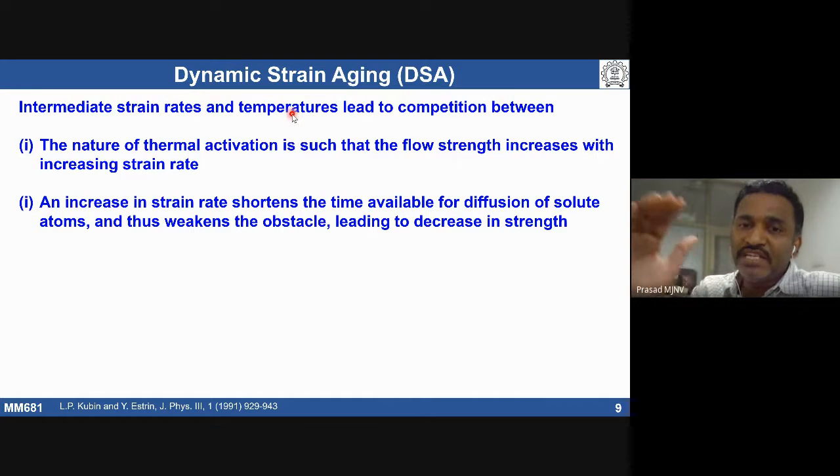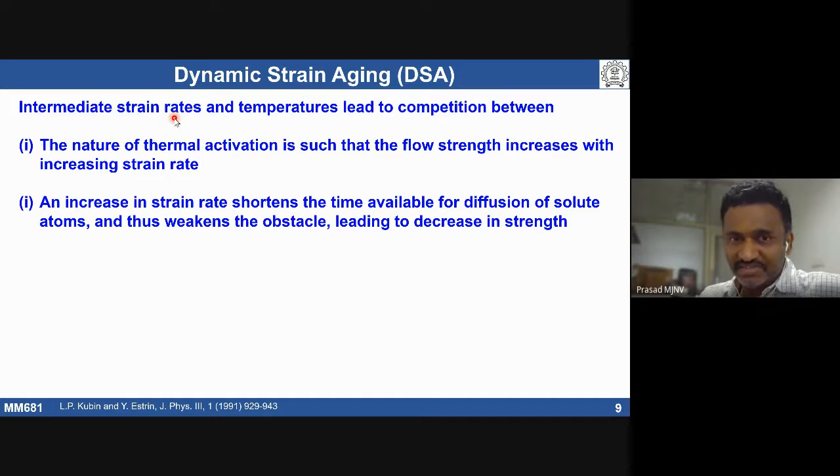If the temperature is high, you can go to high strain rates a little bit. If the temperature is low, we have to give low strain rates. This combination is very important. During deformation, strain rate and temperature are always external parameters. So these two in combination play a role in dynamic strain aging. Dynamic strain aging can be expected in a particular window of strain rate and temperature.